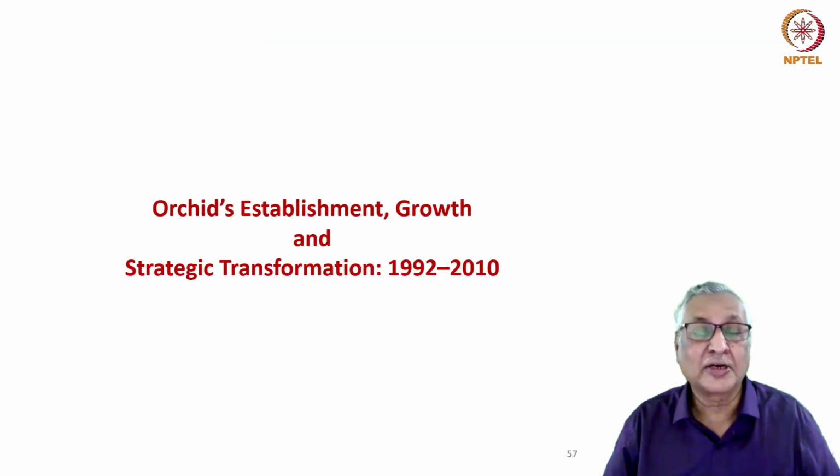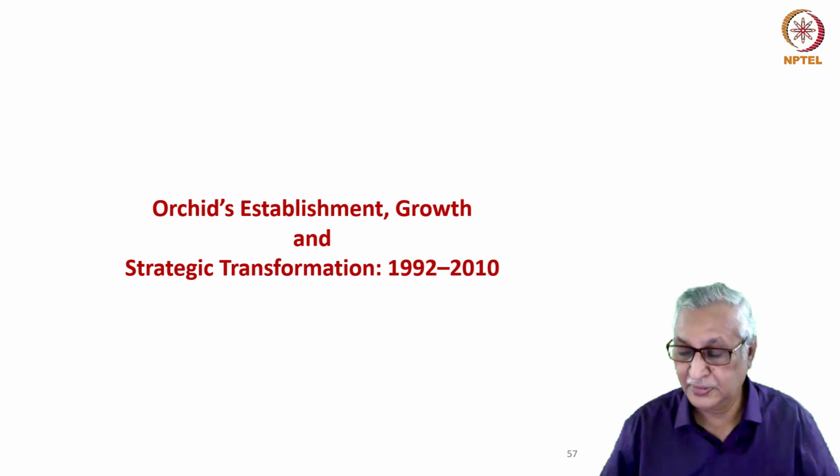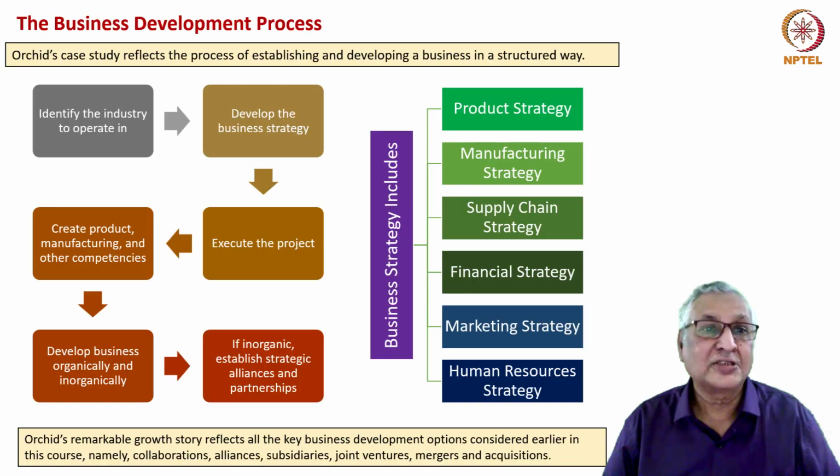This case again is on Orchid Chemicals and Pharmaceuticals Limited, whose establishment, growth, and strategic transformation between the years 1992 and 2010 had few parallels in the pharmaceutical industry of India. Orchid's case study reflects the process of establishing and developing a business in a structured way. Fundamentally, you have to identify the industry to operate in, develop the business strategy, execute the project, create product manufacturing and other competencies, develop business organically and inorganically. If inorganic, establish strategic alliances and partnerships.